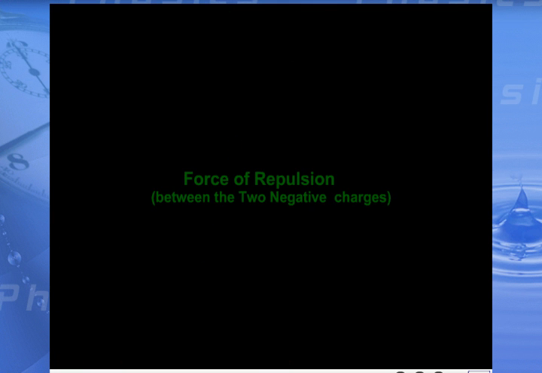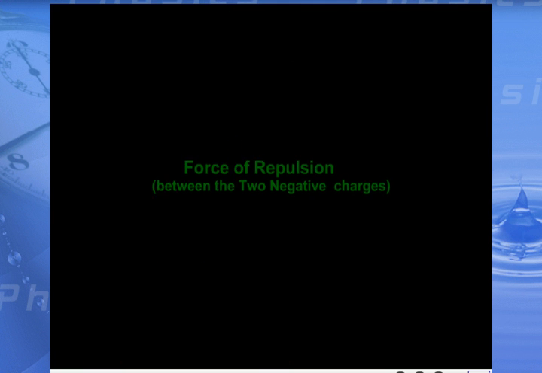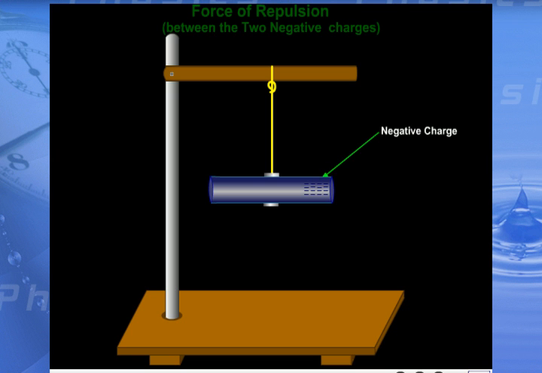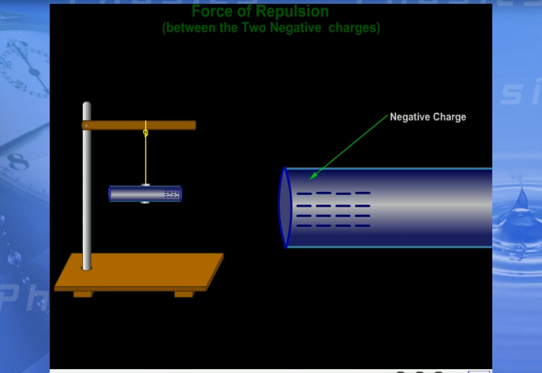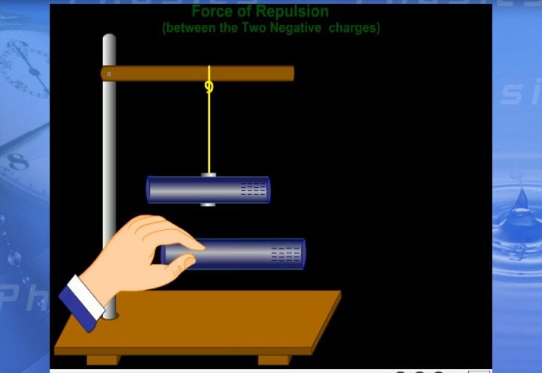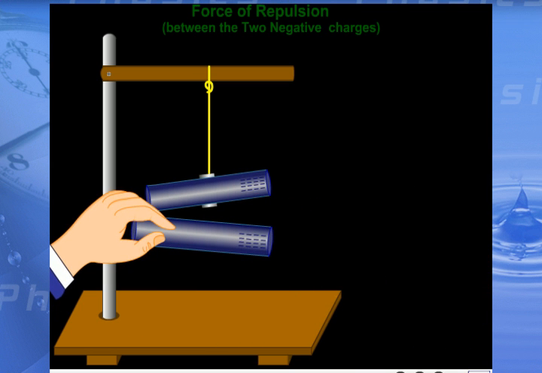Force of repulsion between the two negative charges. Consider a negatively charged ebonite rod suspended by means of a silk thread. Now, another negatively charged ebonite rod is brought near the suspended ebonite rod. The two rods get deflected in opposite directions, that is, they are repelling each other. Since they are like charges, they repel each other.